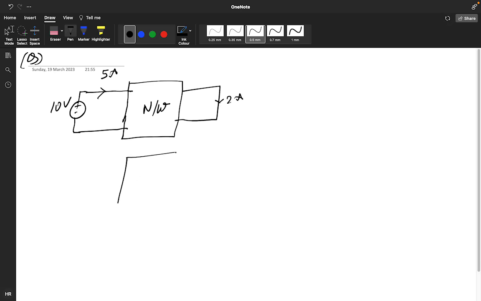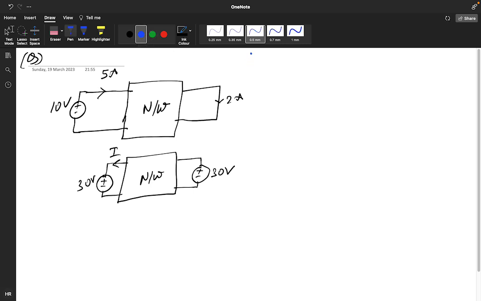Now you have a condition like this. The network is here, this is your plus minus 30 volt, and you need to find the value of I and the direction, see the direction. And here it is also given plus minus 30 volt. So how will you solve this particular question?